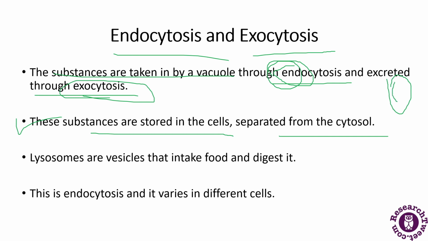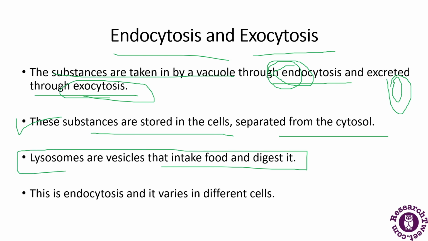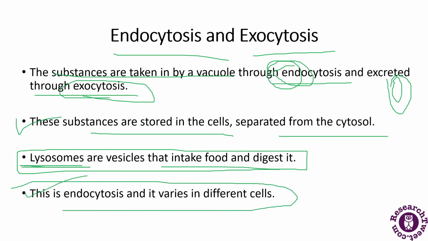So the cytoplasm, lysosomes and vesicles take in that food and digest it. Lysosomes are called the suicidal bags. So they take in the food which has been thrown out by the vacuole, and they will digest it. So this is endocytosis, and it varies in different cells. This is how it varies in different kinds of cells.